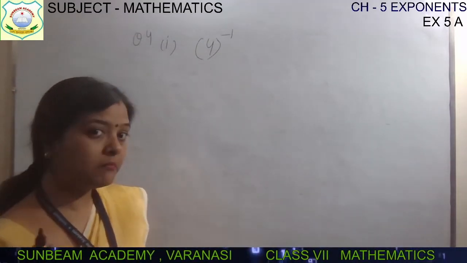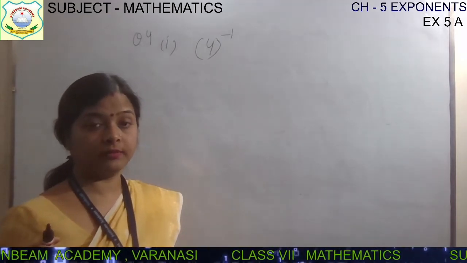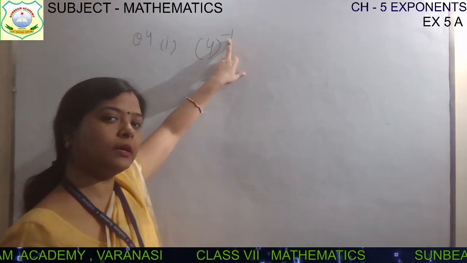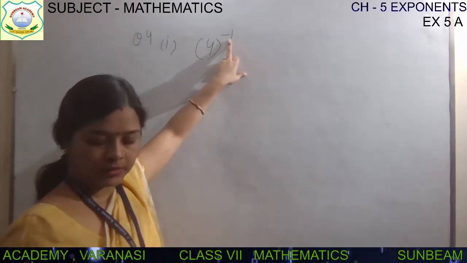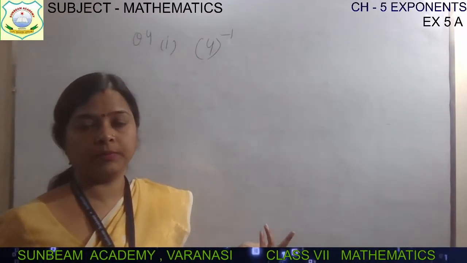4 to the power minus 1. The power is negative. The exponent is negative, children. It is negative. So what you will do, you will make it positive and then you will find its answer. In the question they have asked to express each in rational number form.